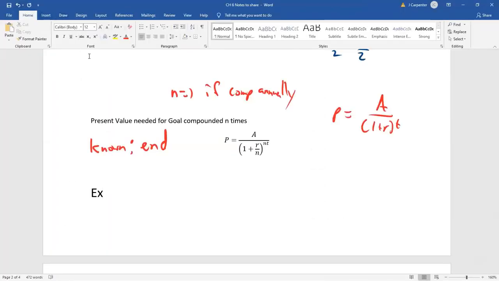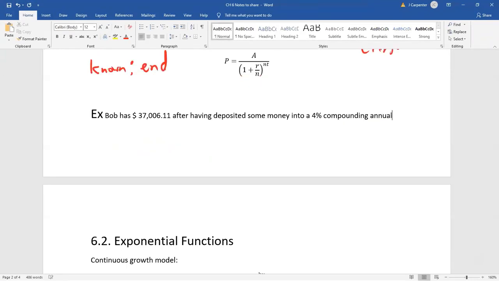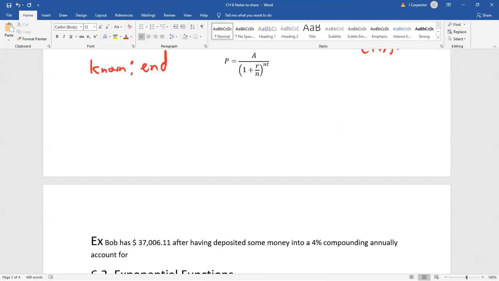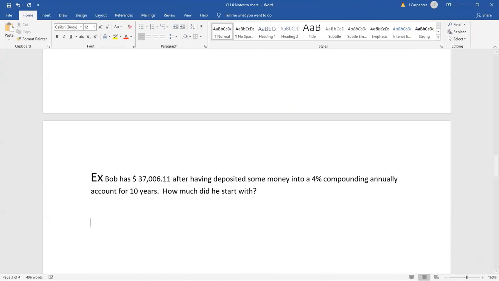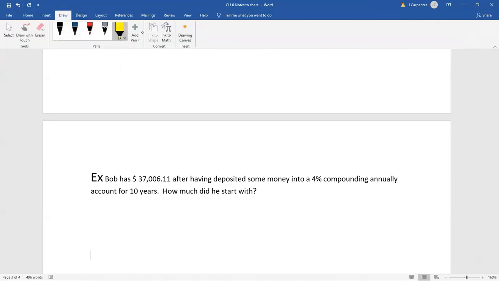I don't know why my font is so ridiculously big. Bob has, I can't read this number I've written down, one second, it's $37,006.11 after having deposited some money into a 4% compounding annually account for 10 years. How much did he start with?